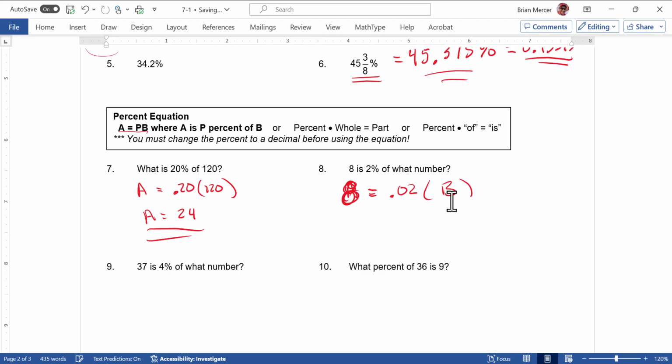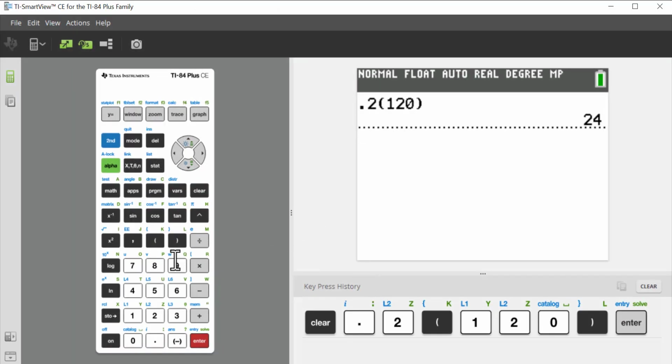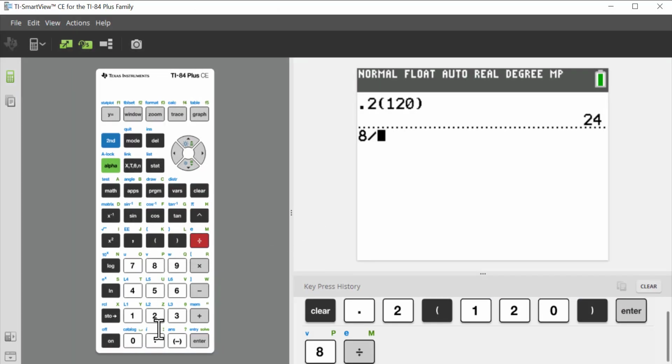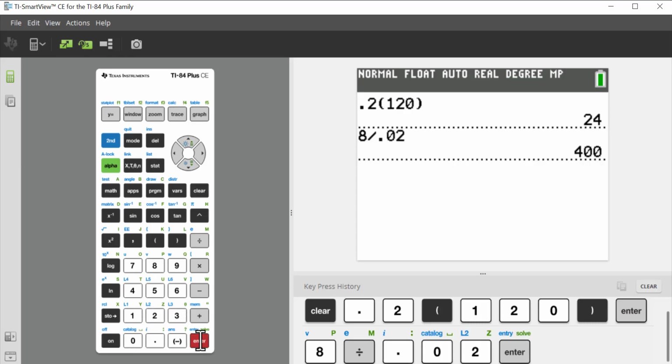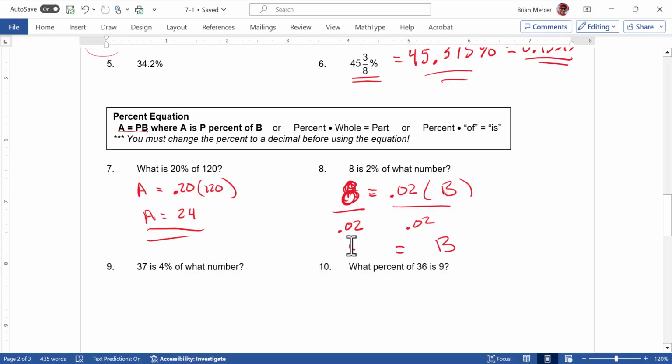So now to find B, we'd have to divide by 0.02 and divide by 0.02. So of the what number, so B is the what number? B is equal to 8 divided by 0.02. So 8 divided by 0.02. And so that's 400. So to go back and answer the question, 8 is 2% of what? 8 is 2% of 400.